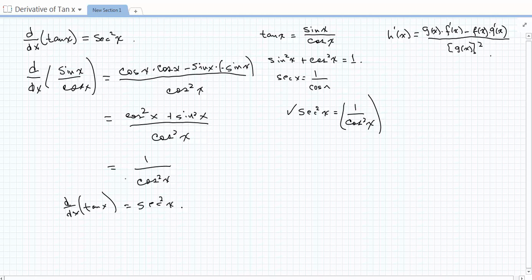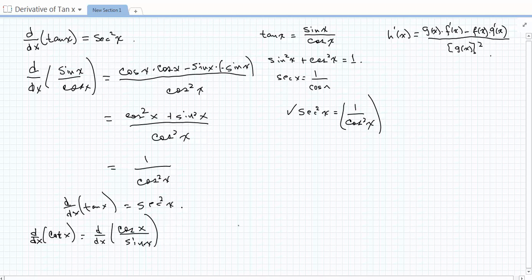Now, in a similar fashion, we can take the derivative of the cotangent of x. The derivative of the cotangent of x is very similar, where we have to substitute, instead of sine over cosine, the reciprocal, which is cosine of x over sine of x.